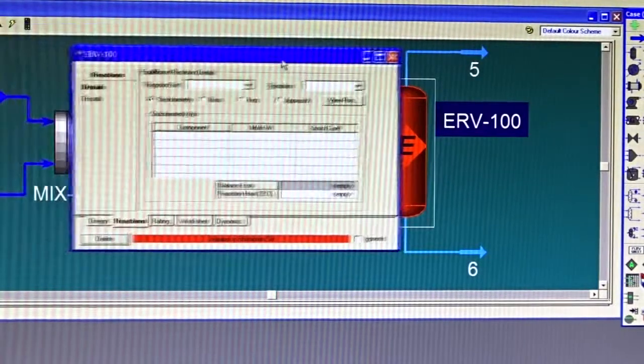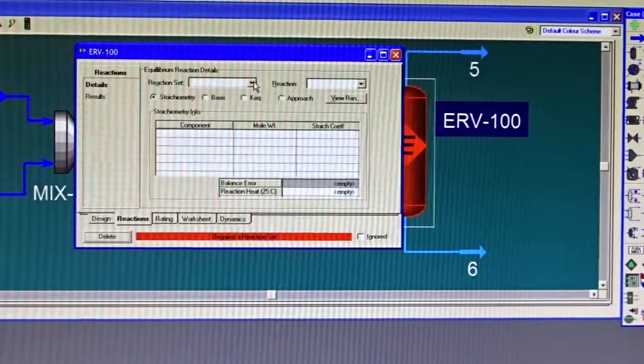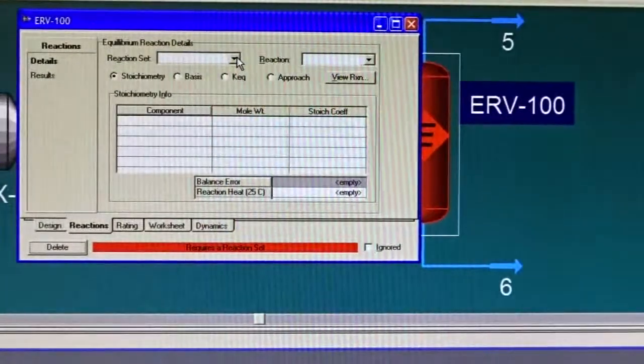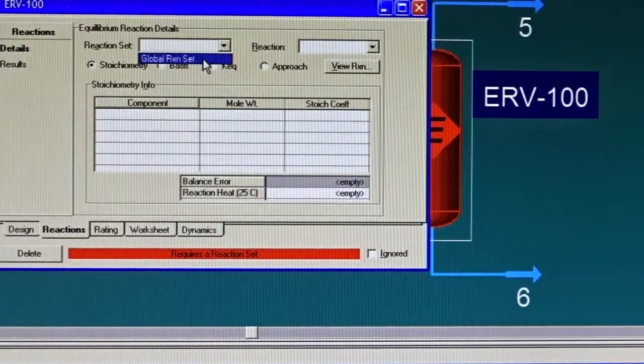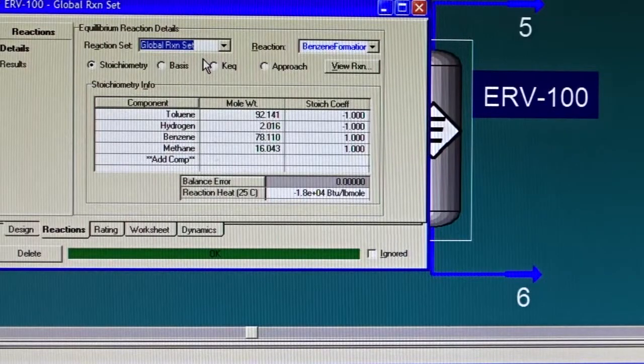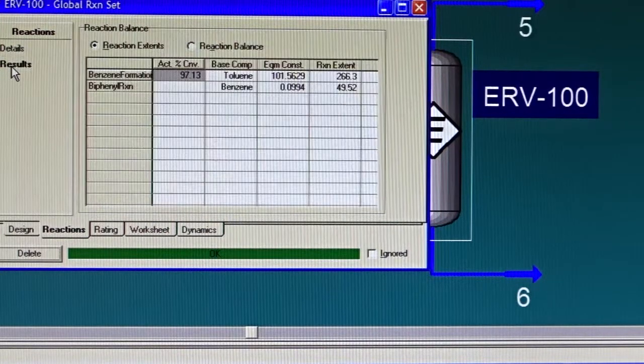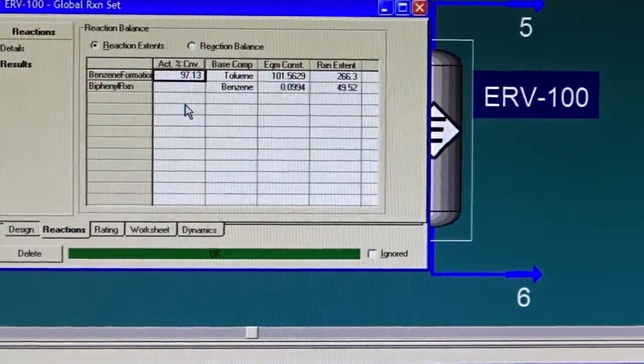Notice now we have a tab here in the reactor. In the tab section, for the reactor to operate and HYSYS to calculate it, we need to define the reaction set. And notice only one reaction set is available, which is the global reaction set. Once I picked this reaction set, notice what happened. The traffic sign became green. HYSYS calculated everything for us. And instead of the details, we can go to the results and look at some data based on the equilibrium calculations.